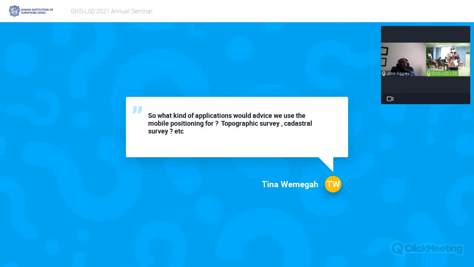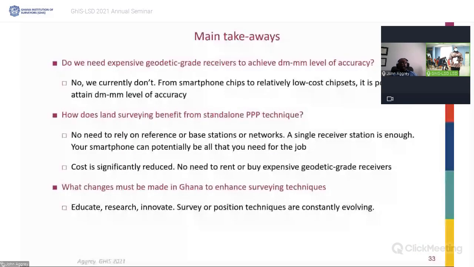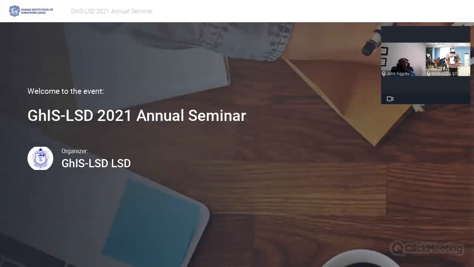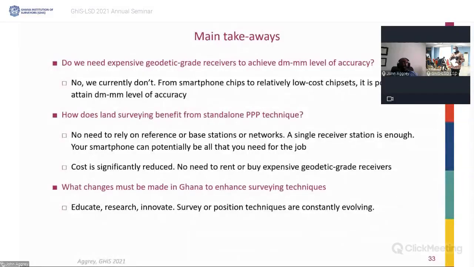Doug, thank you very much for being with us and for sharing your immense experience and research. We're hoping that you would send us all the details that we require, and more especially the examples of the software that we could use to do the PPP as far as the smartphones are concerned. Thank you. We will now move on to the next section, which is going to be physical.